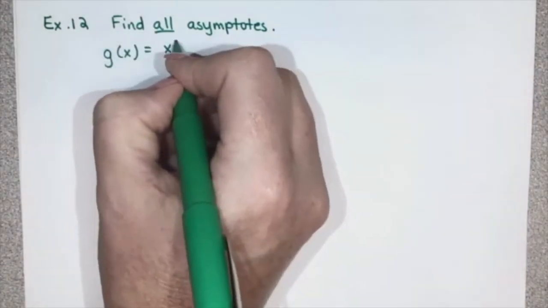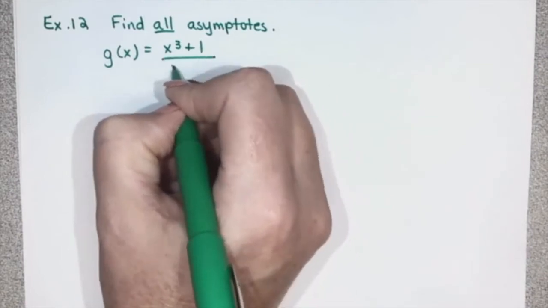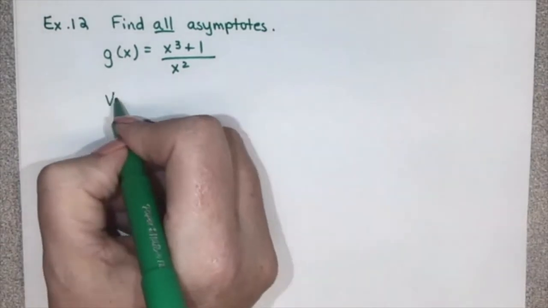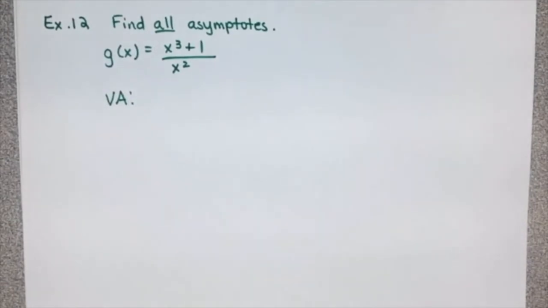So let's say that I gave you this equation. x cubed plus 1 over x squared. Okay. So let's just kind of run through our list, right? So I'm going to remind you of how we do these. How do we find the vertical asymptotes?